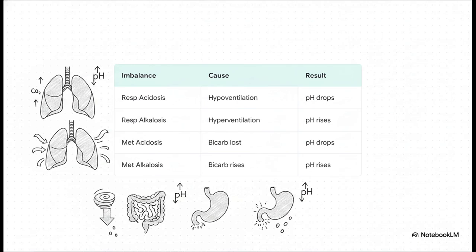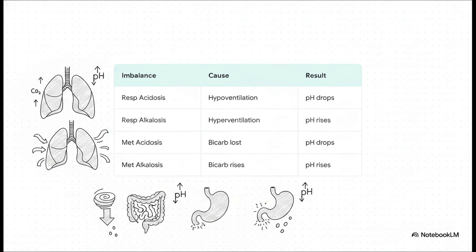So, what happens when one of those systems fails? You get one of 4 primary imbalances. Let's trace it out. On the respiratory side, respiratory acidosis happens when your lungs can't clear enough of that acidic CO2. Think of a COPD patient who's hypoventilating. CO2 builds up and the overall pH drops. Respiratory alkalosis is the exact opposite. A panic attack causes hyperventilation, you blow off way too much CO2, and the pH shoots up.